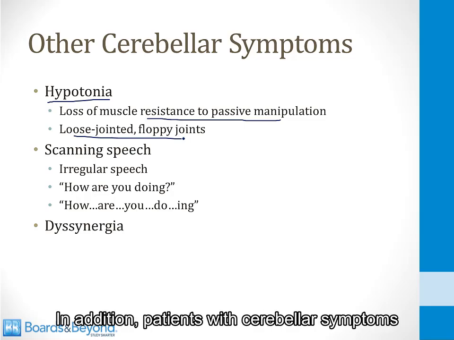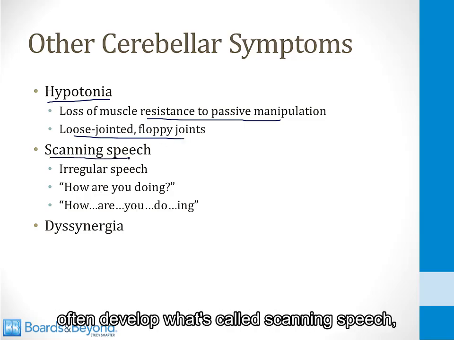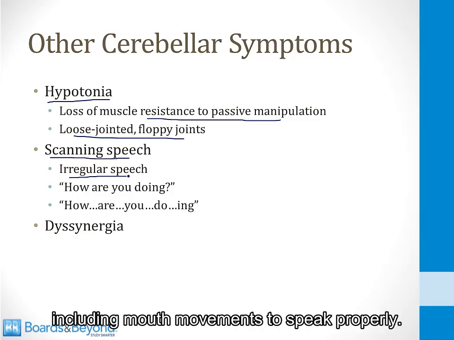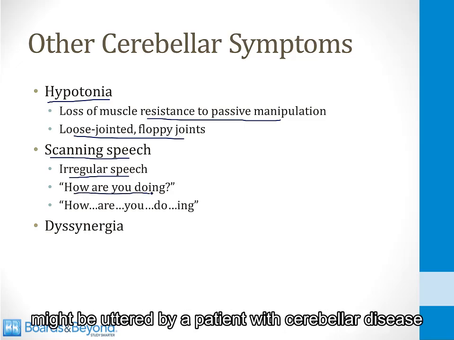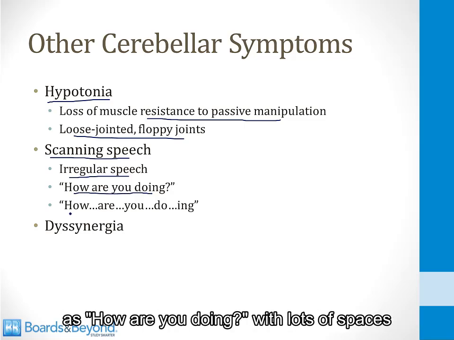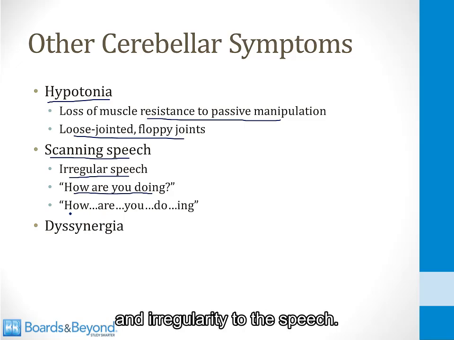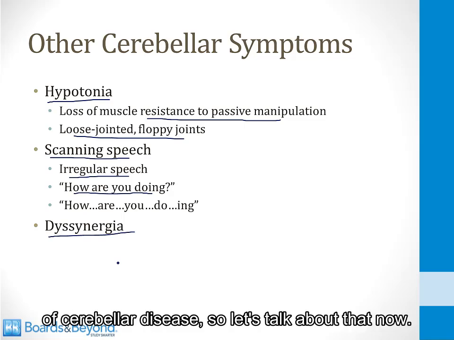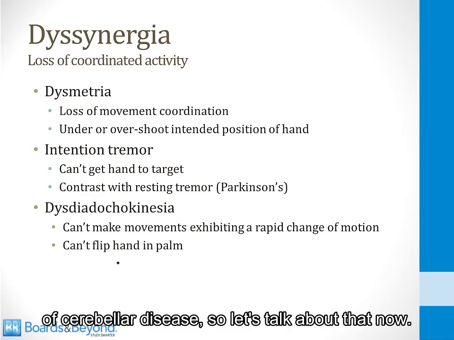In addition, patients with cerebellar symptoms often develop what's called scanning speech. This is irregular speech. Remember, they cannot coordinate movements, including mouth movements, to speak properly. So something like "how are you doing" might be uttered by a patient with cerebellar disease as "how... are you... doing," with lots of spaces and irregularity to the speech. And then finally, dyssynergia is a classic symptom of cerebellar disease, so let's talk about that now.